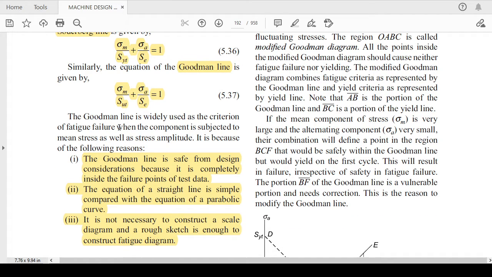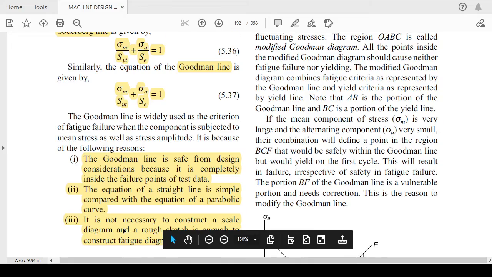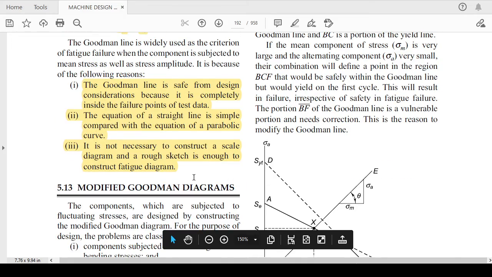Basically, the Goodman line is safe from a design consideration because it is completely inside the failure points of the test data. This is the safest choice, meaning you will get the largest dimensions, but it is safe. The equation of a straight line is simple compared with the equation of the parabolic curve in the Gerber parabola, so it is not necessary to construct a scale diagram or rough sketch. It is enough to construct the fatigue diagram.